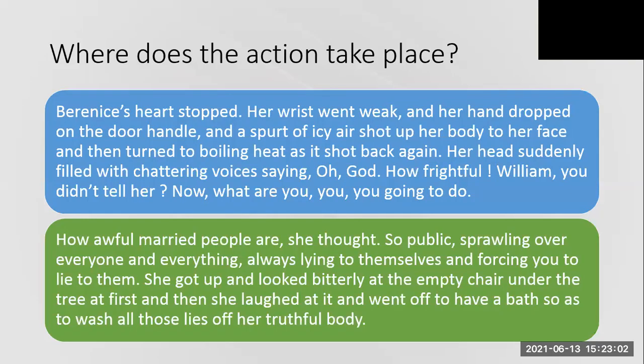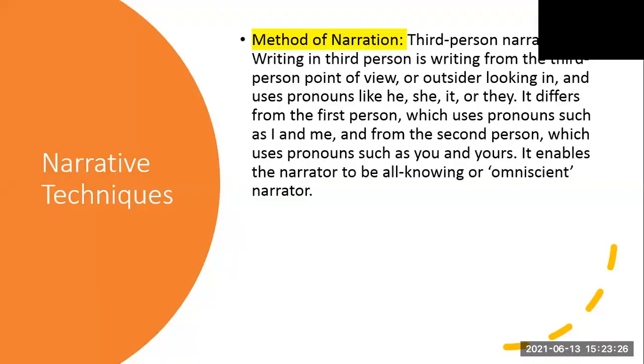Like, for example, look at this passage again, the one in green. How awful married people are, she thought. So somebody here is narrating this to us, is telling us about the mind of Bernice. This is what we call third person narration. Third person narration differs from the first person. Sometimes you get works of fiction that are narrated in I. The character himself or herself is narrating, speaking. And there is also second person narration when the narration uses you. So the narration speaks to the reader.